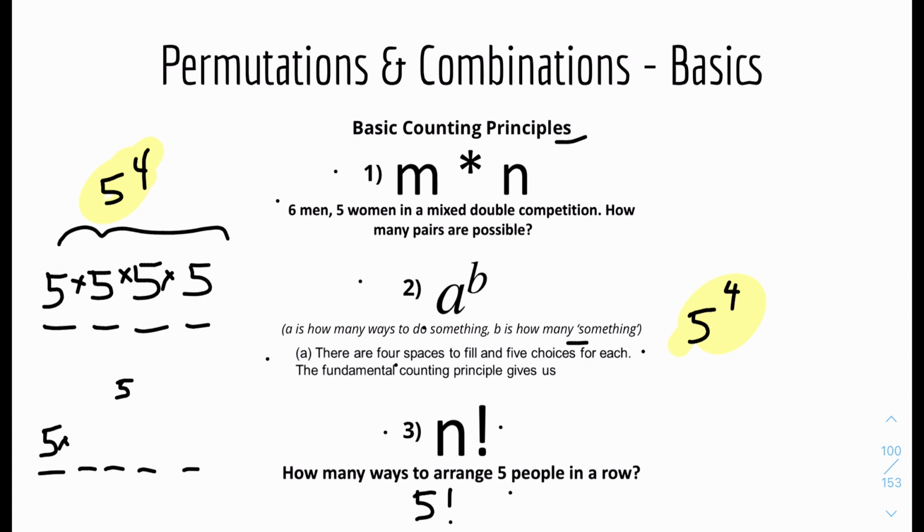Times by the second seat. Since one person has already sat in the first seat, the second seat can only be taken by 4 people, so times by 4. And the third seat, since the first 2 seats have been taken, can only have 3 people, so the same logic, times 3, times 2, times 1. And this is basically a factorial, which is 5 factorial.